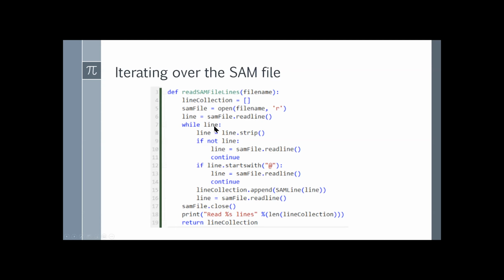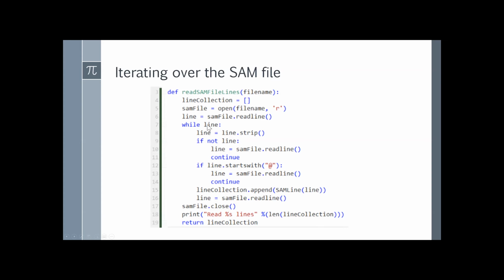Now I have a while loop going. So while there's something in the line value, the first thing it's going to do is run strip on the line, so it'll get rid of that \n. If I strip the line and there's nothing left, so the line was entirely non-printing characters, which means somebody put in an empty line for some reason, it's going to first read another line from the SAM file, then it's going to continue, which just sends it back up here to rerun the process.